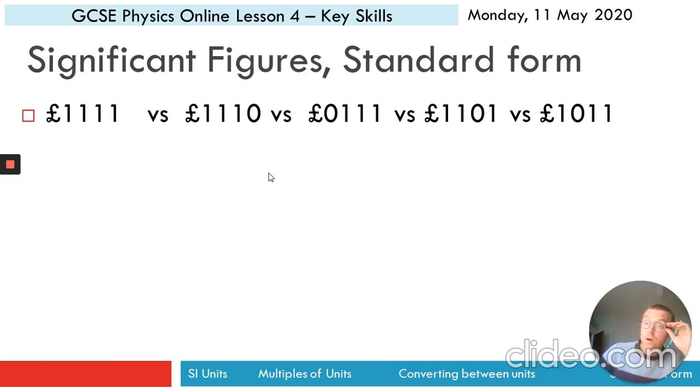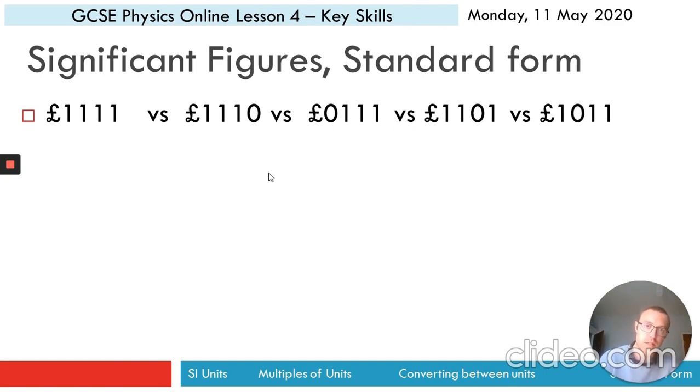Let's say I had some money to give you. I can give you one of these: £1,111, £1,110, £1,101, or £1,011. If I was going to give this to you, which amount of money would you rather have?